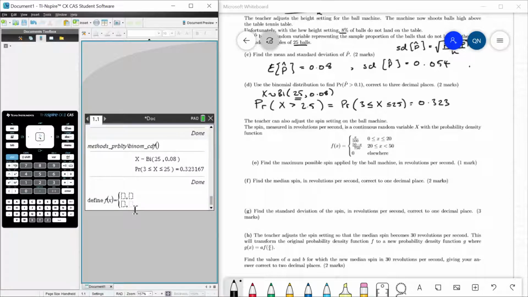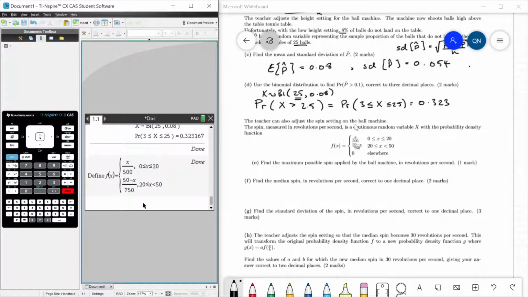So we have x over 500, for 0 less than or equal to x less than or equal to 20, and we also have 50 minus x over 750, and this is for 20 less than or equal to x and less than 50.